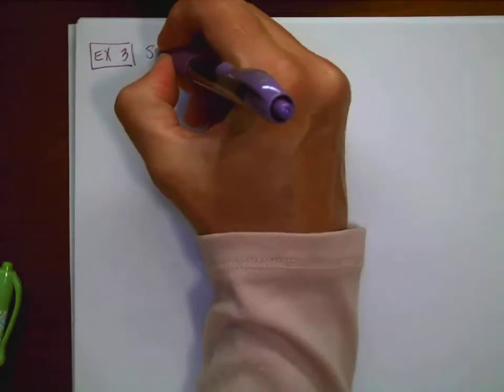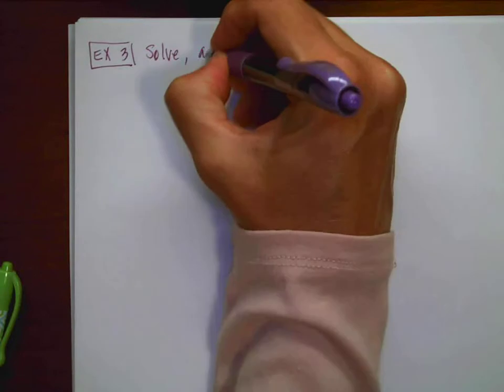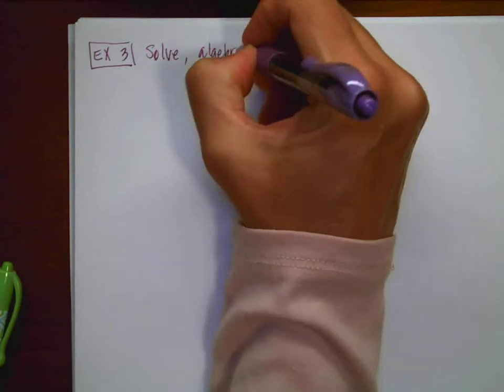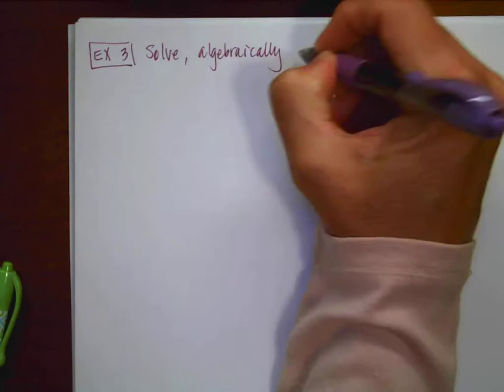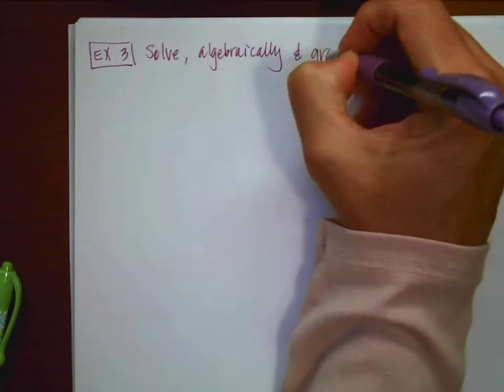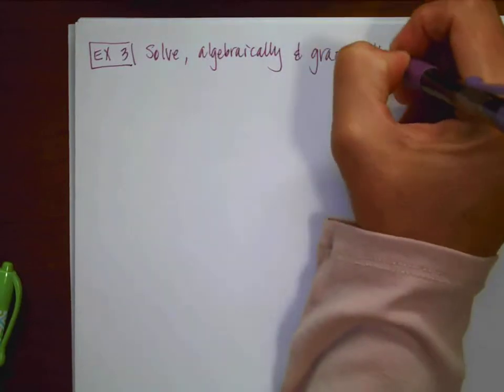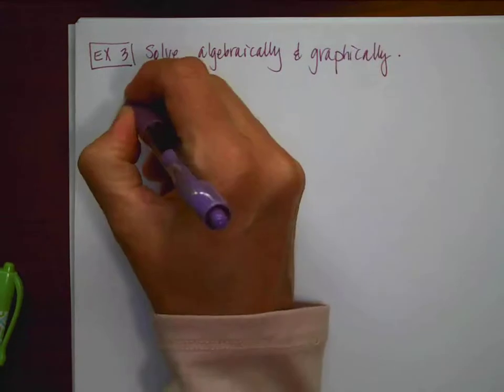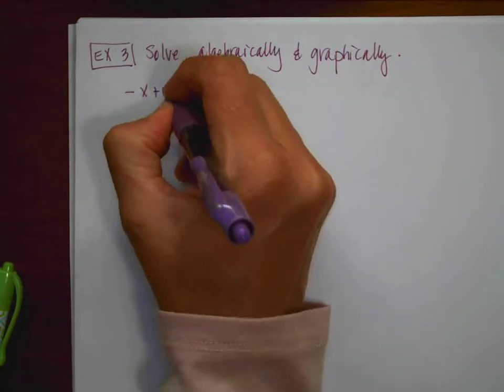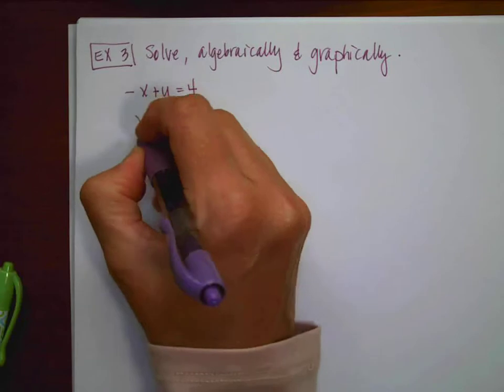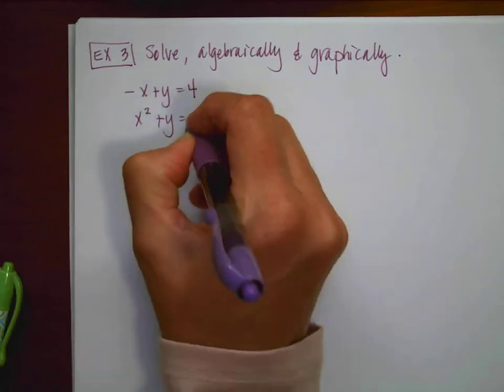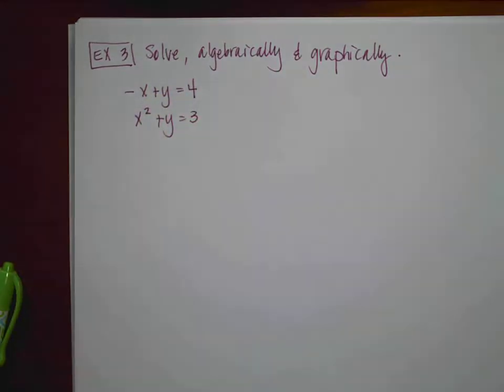All right, the next example we're going to do the same problem algebraically and graphically just to illustrate a point. So for example 3, it says solve, and we're going to do it algebraically and graphically. All right, our system is going to be negative x plus y is equal to 4, and x squared plus y is equal to 3.